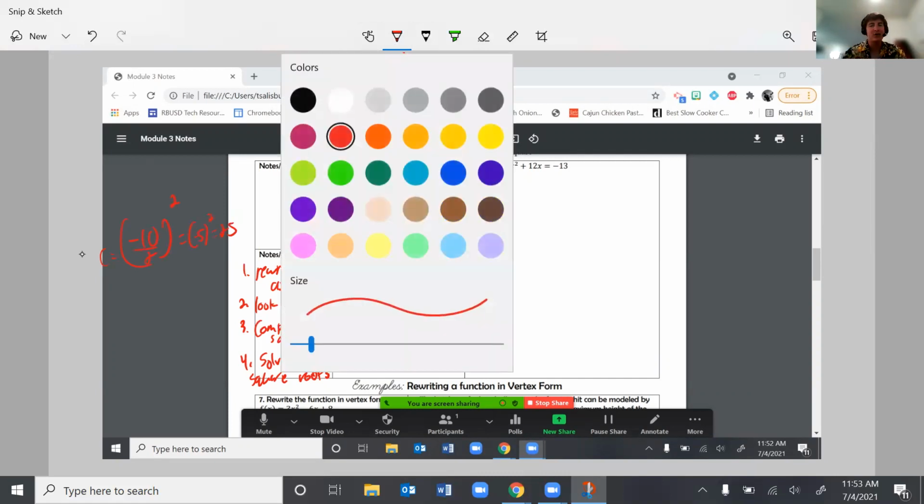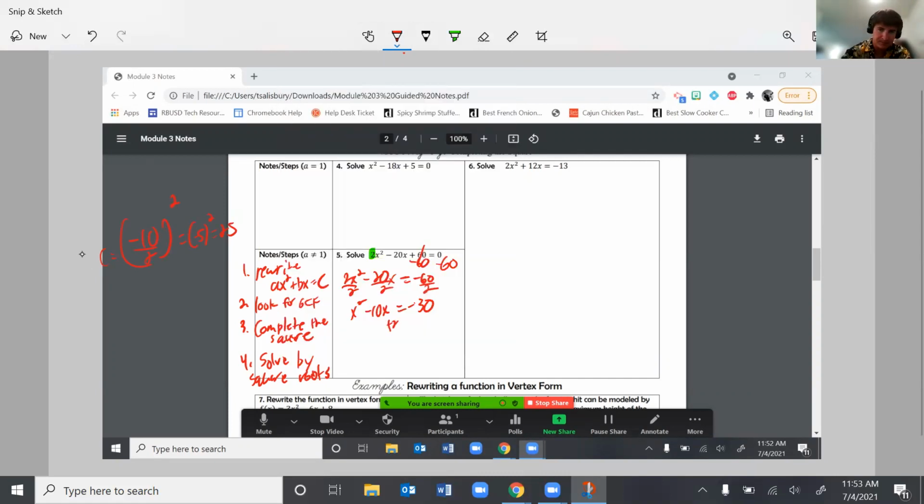So what we're going to do is add 25 on both sides. Oh, I want a different color. Add 25, add 25. And we'll just go right into the factoring. What two numbers add to negative 10 and multiply to 25? Well, negative 5 and negative 5. So we get x minus 5 squared.